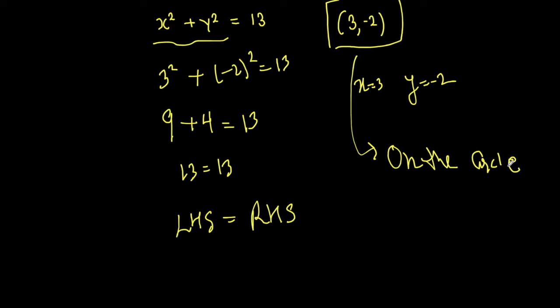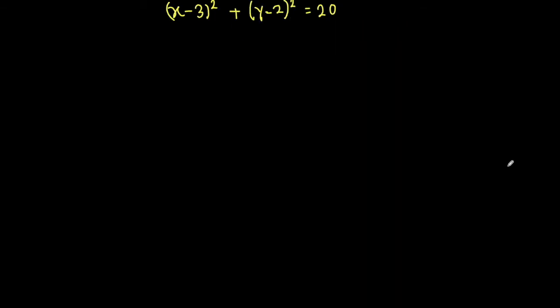Now we are going to do another example. In this question, let's justify whether the point (10, 7) is on, inside, or outside the circle. So I will put x equal to 10. So you will put (10 minus 3) whole square plus (7 minus 2) whole square.